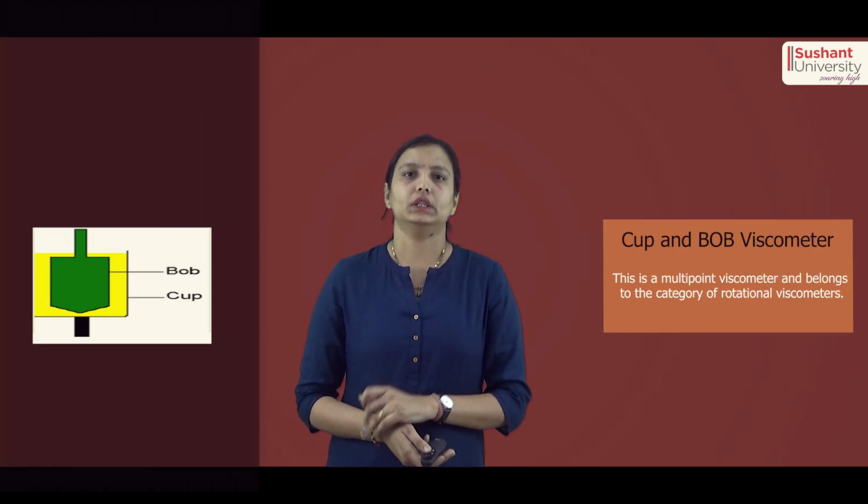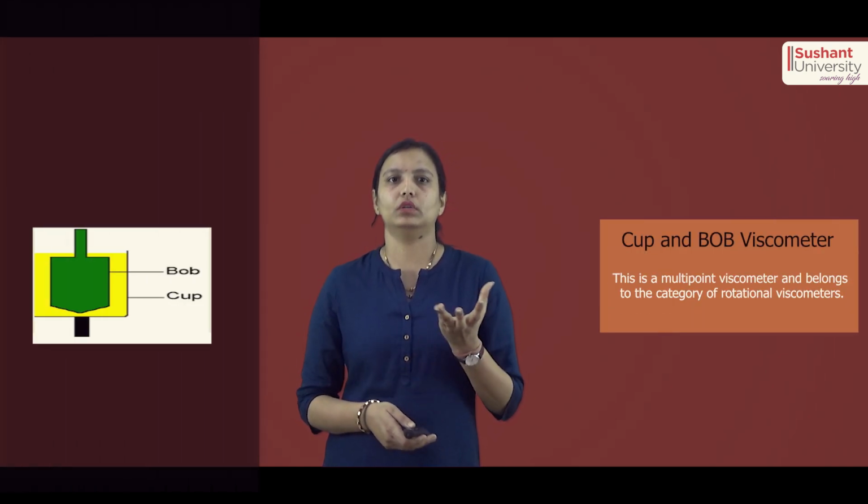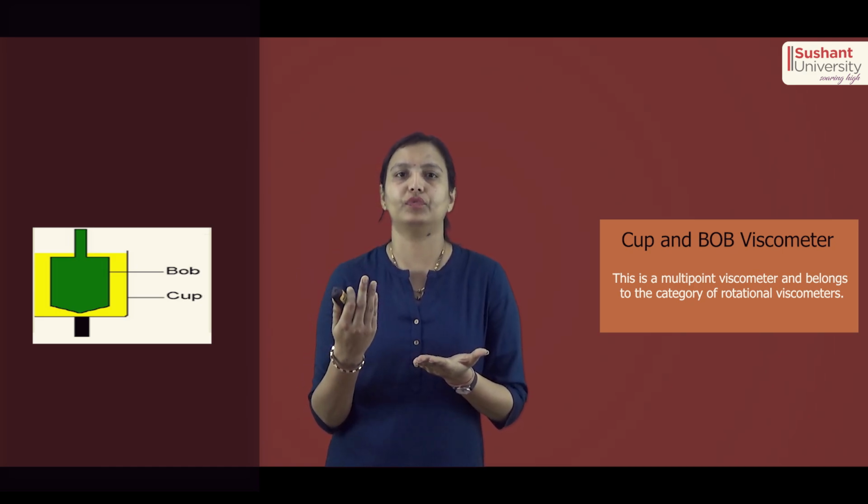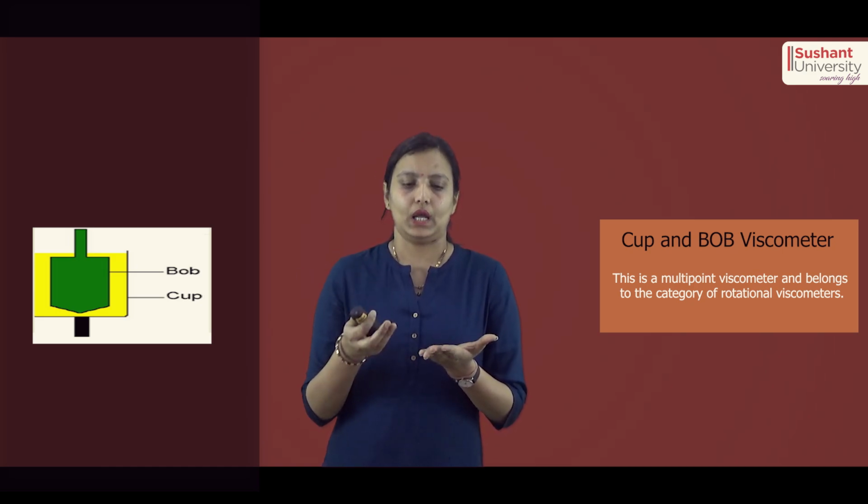Next is the cup and bob viscometer. In this, the principle depends on the RPM, or rotational speed, of the bob. We place the liquid in the cup, rotate the bob at 100 RPM, and we can determine the rheology of the liquid. These are multiple point instruments in which we apply multiple shear rates.